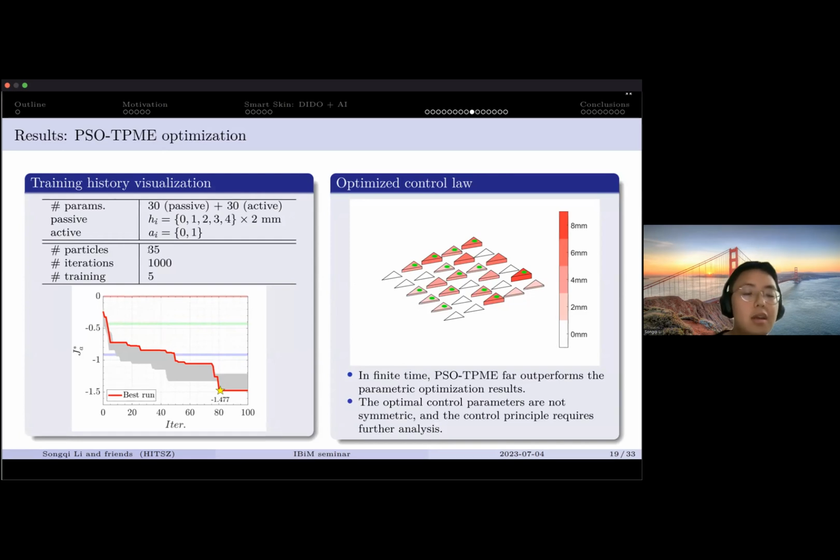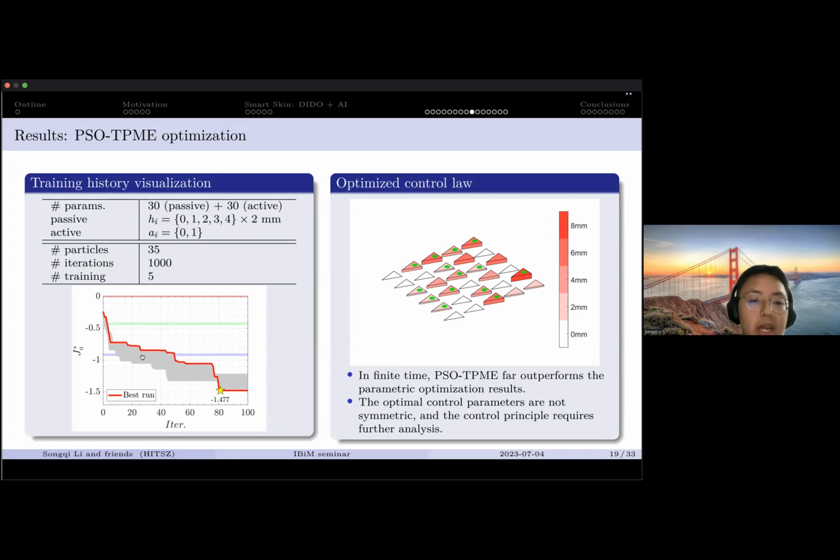And regarding the parameter setup of the PSO TPME algorithm, we use 35 particles, which represents about 55% of the overall parameters, and 1,000 iterations throughout the training. And to avoid extreme events during the training, we performed a total of 5 training or experimental campaigns. And this is basically the learning curve I obtained from the iterative training.